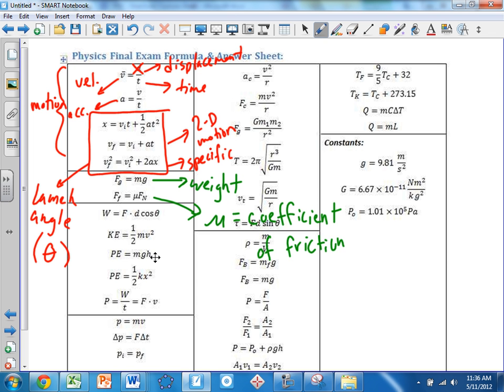W equals F d cosine theta. W is work, F is force, D is distance traveled, and cosine theta, good, is the angle between. What are the units of work? Force is a Newton. Joules.